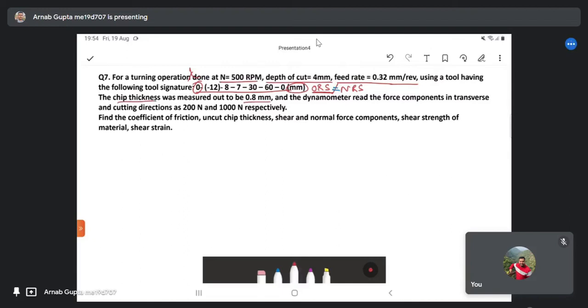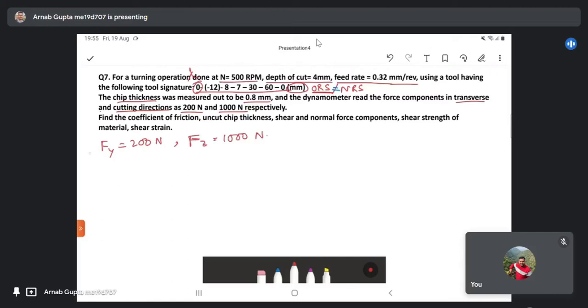After the chip has formed, you measure the thickness, and the dynamometer reads the force components in the transverse and cutting directions as 200 Newton and 1000 Newton. So you are given Fy, sorry, it's Fx rather. Transverse direction is Fy, longitudinal direction is Fx, and Fz is equal to 1000 Newton.